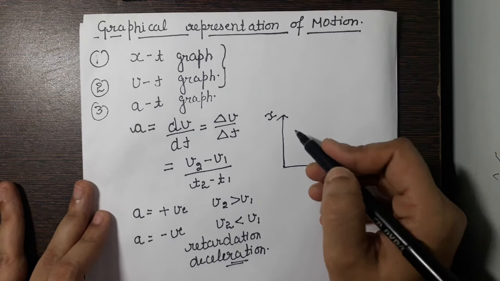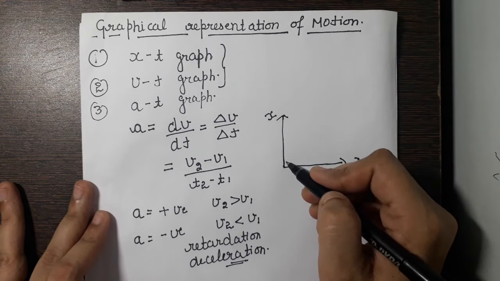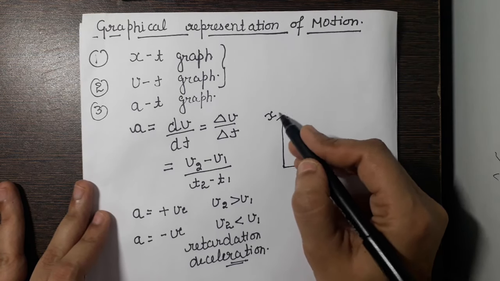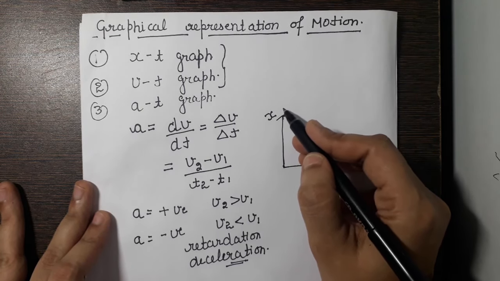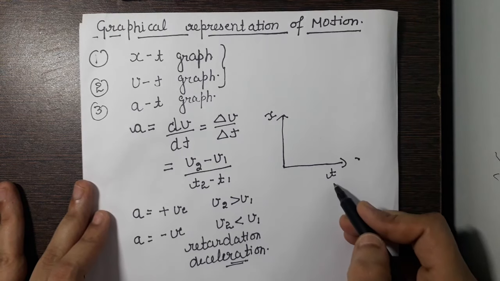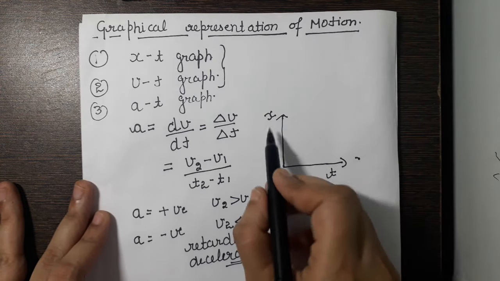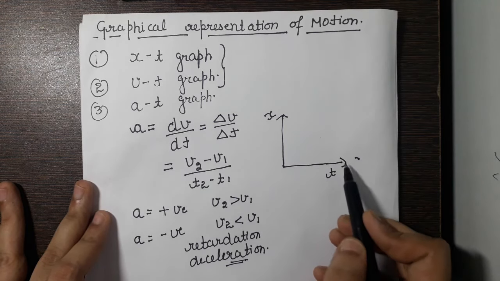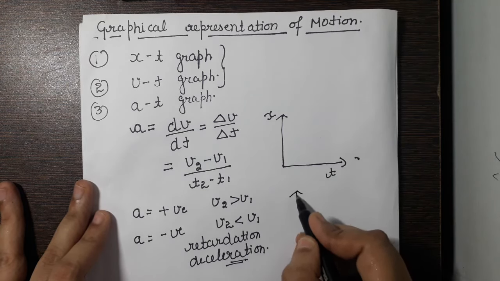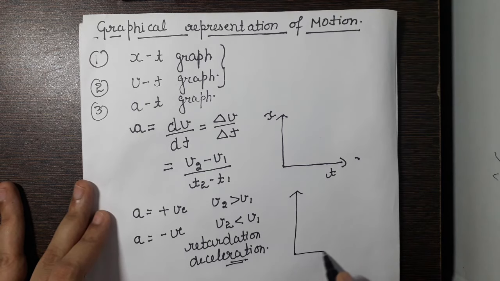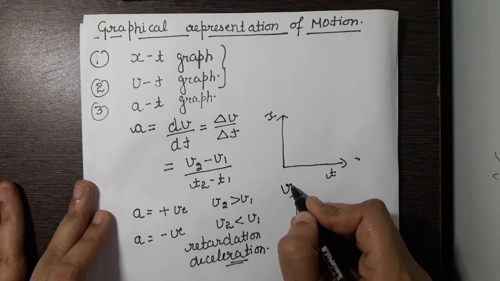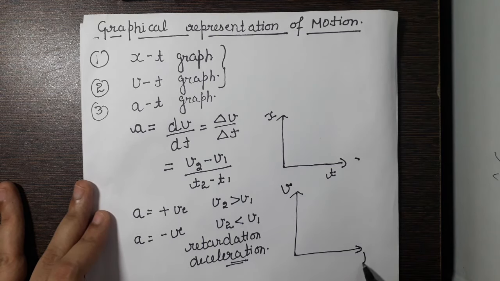Generally on the vertical line, that is on the y-axis, we take dependent quantities. Dependent quantities are those quantities whose values vary according to the second quantity. So these are dependent on the quantities that we take on the x-axis. Similarly, we can draw the velocity time graph. In the velocity time graph, we will take velocity on the y-axis and time on the x-axis.